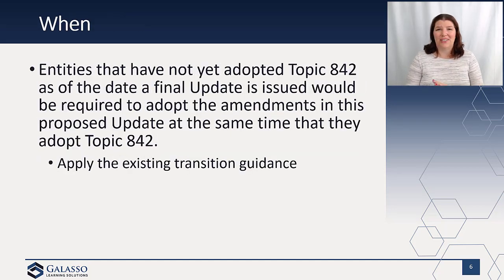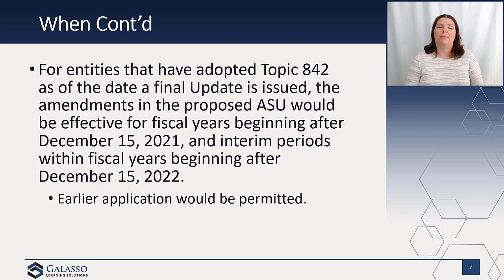So when would you do this? Well, it really depends on if you've already adopted the standard or not. So if you haven't adopted the standard, you would do this at the same time that you adopt Topic 842, which for many entities will be next year. You would apply the existing transition guidance. On the other hand, for entities who have already adopted 842, then in this scenario, once they have a final ASU, because again, this is a proposal, we would want to adopt this for fiscal years beginning after December 15, 2021, which would be calendar 2022, aligning it basically with the adoption of the rest of the standards for private entities. However, you could early adopt.